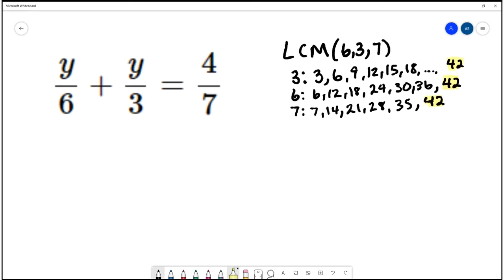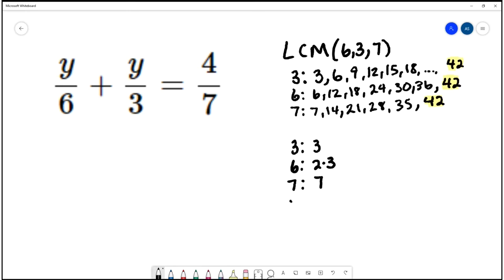Now there are also other strategies that you can use to find the least common multiple. Another strategy would be to write the prime factorization. 3 is a prime number, so the prime factorization of 3 is 3. The prime factorization of 6 is 2 times 3. And the prime factorization of 7 is 7, since 7 is a prime number.